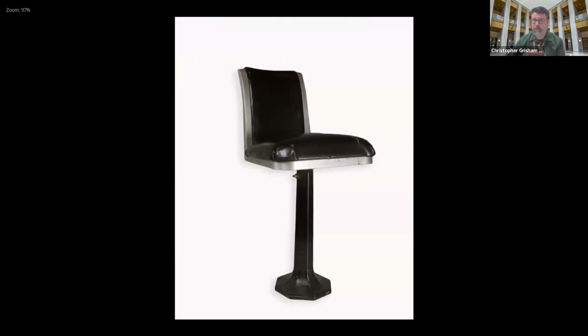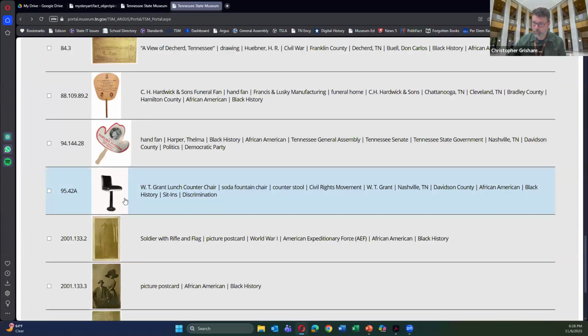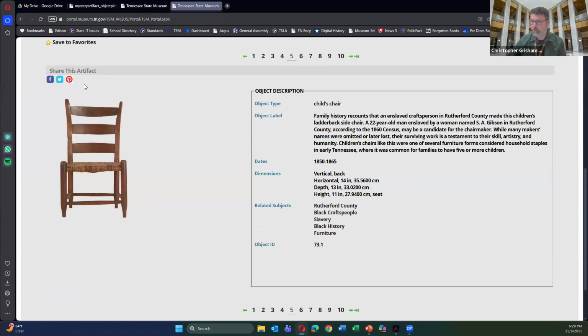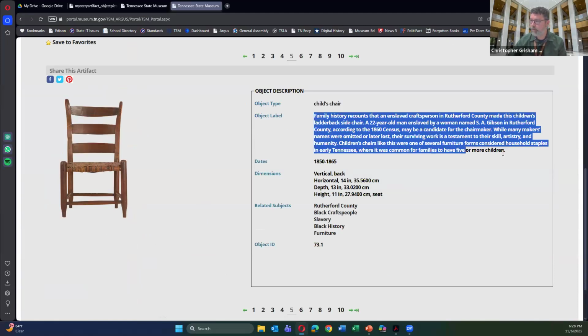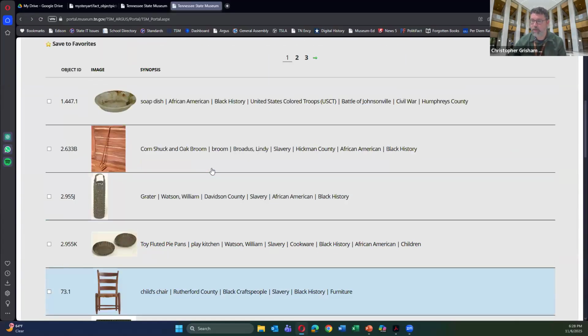You can bring this in, show that image of the sit-in, and show the chair that someone was actually in. It has this information about it, so it gives you some context to help guide your students, and again, it deepens that connection. And then if you scroll up, we have a child's chair that was made by an enslaved woman. So what's the difference there? What are some similarities between these two chairs? What are some connections that could be made?